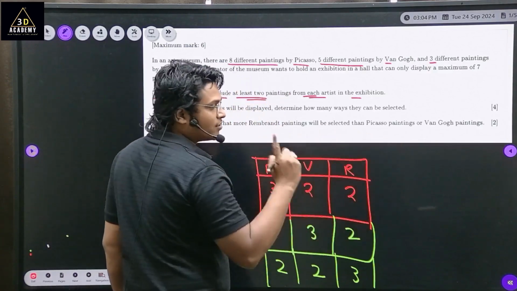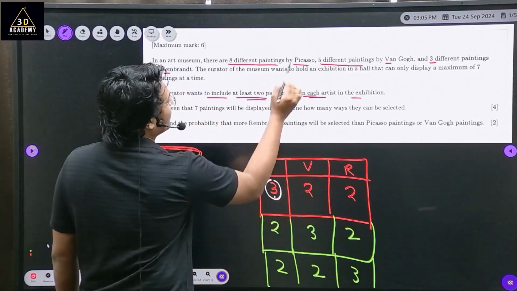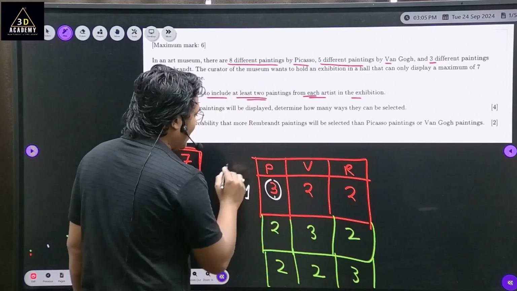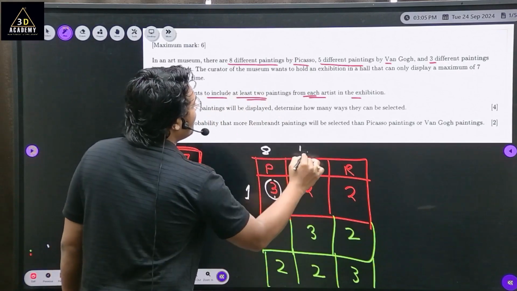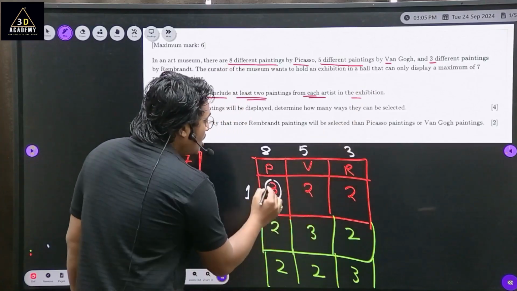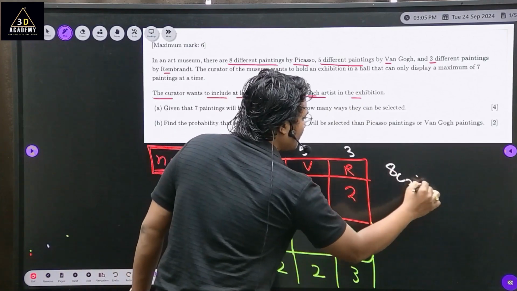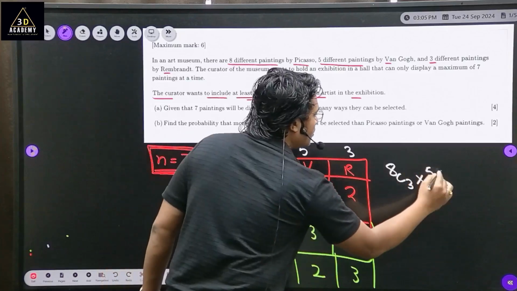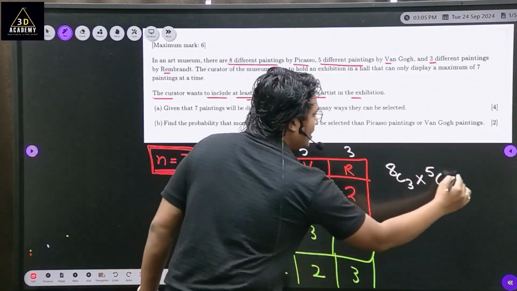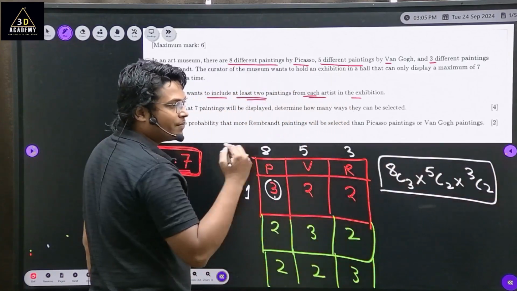I want a total of 7, but for the first condition, I will take 3 from Picasso, and he has a total of 8. Picasso has a total of 8, Van Gogh has a total of 5, and Rembrandt has a total of 3. So the way of choosing will be 8C3 into 5C2 into 3C2. This is one way of choosing 7 paintings.